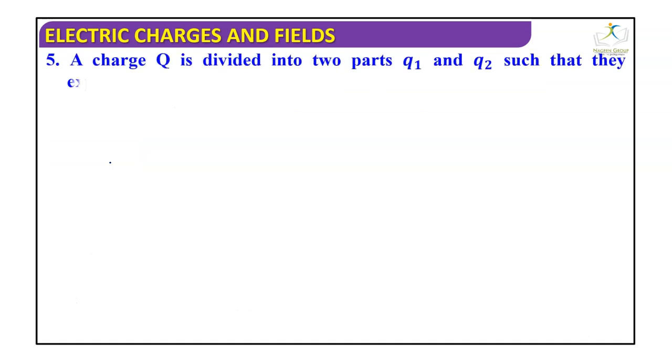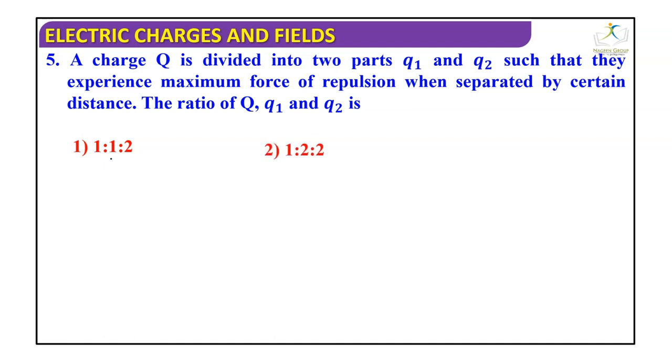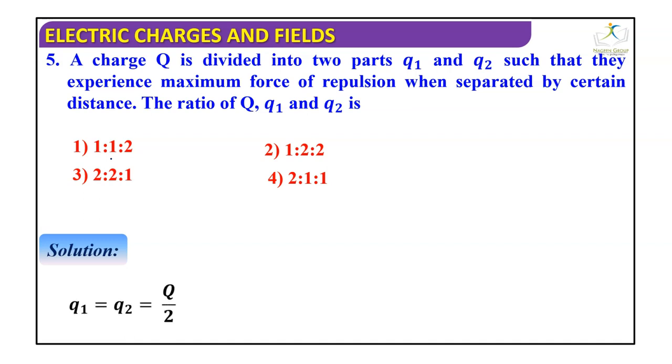A charge Q is divided into two parts Q1 and Q2 such that they experience maximum force of repulsion when separated by a certain distance. The ratio of Q, Q1 and Q2 is? We have options 1:1:2, 1:2:2, 2:2:1, 2:1:1. Now let us see the solution of this question. Q1 is equals to Q2 is equals to Q by 2. Hence, the correct option is the fourth one.